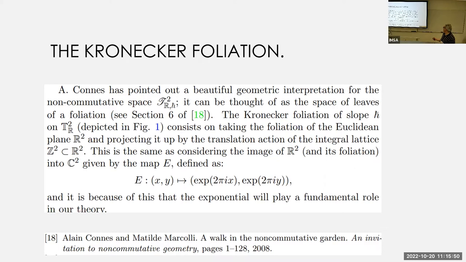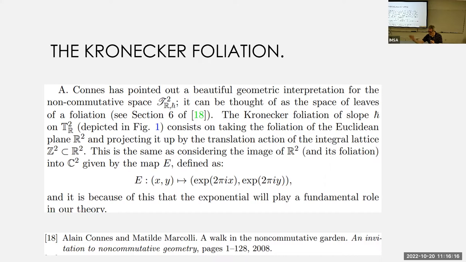The Kronecker foliation of slope h bar on the torus, we'll see the picture in a second, consists of taking the Euclidean plane, taking all the straight lines of slope h bar, and projecting this into the torus. And it gives a foliation in the torus.